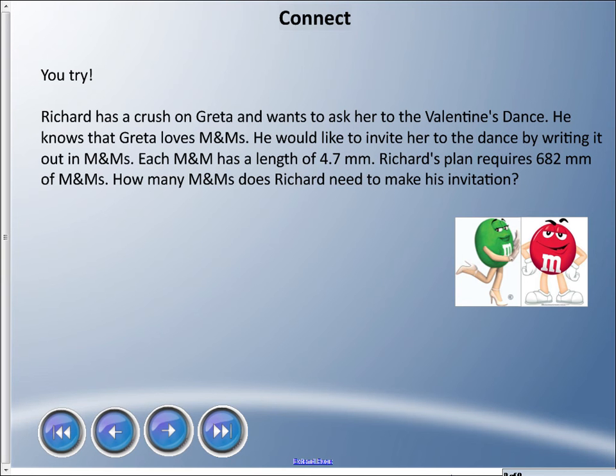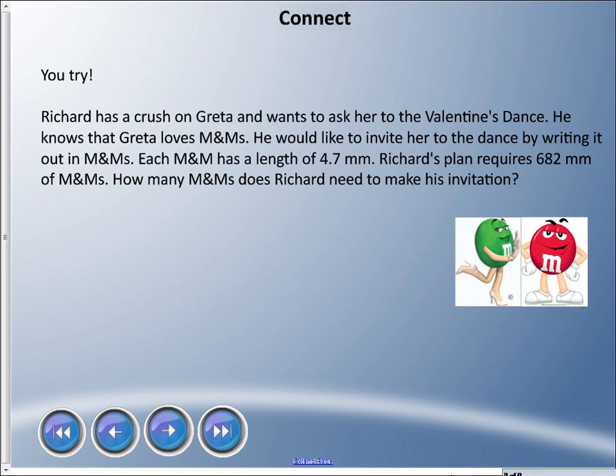All right, you try. This is inspired by Valentine's Day that just happened recently. So Richard has a crush on Greta and wants to ask her to the Valentine's dance. He knows that Greta loves M&Ms. He would like to invite her to the dance by writing it out in M&Ms. Each M&M has a length of 4.7 millimeters. Richard's plan requires 682 millimeters of M&Ms. How many M&Ms does Richard need to make his invitation? I'm going to get you to pause there and figure this out, because you never know, this might happen to you.